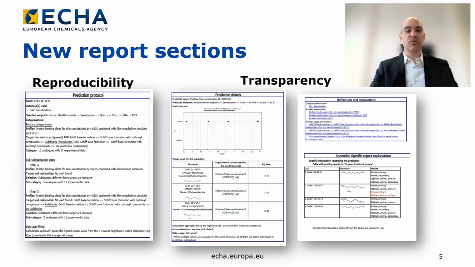Concerning the improved reproducibility, the report will include a new protocol section describing the steps to obtain a prediction. And to increase transparency, the reports will include links to the documentation of used databases and profilers, and will provide more extensive coverage of required information. For example, more information on the identified analogs, including a highlight of the structural differences.